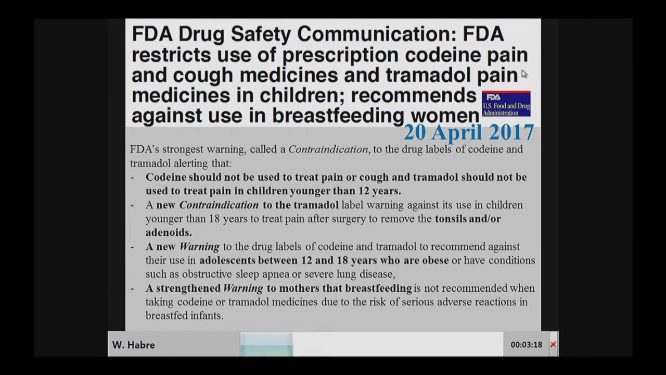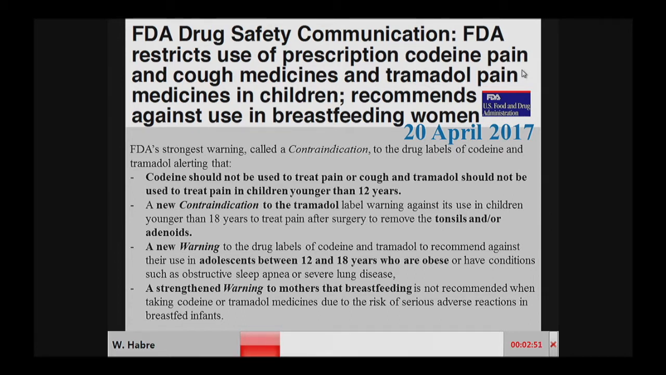On the 20th of April 2017, there was a new warning from the FDA. What was new? A new contraindication to the tramadol label, warning against its use in all children younger than 18 years to treat pain after surgery to remove the tonsils or adenoids. This new warning puts us in a difficult situation because I prescribe tramadol in adenotonsillectomy, and now we have to review all our analgesia. And this is the same as codeine.